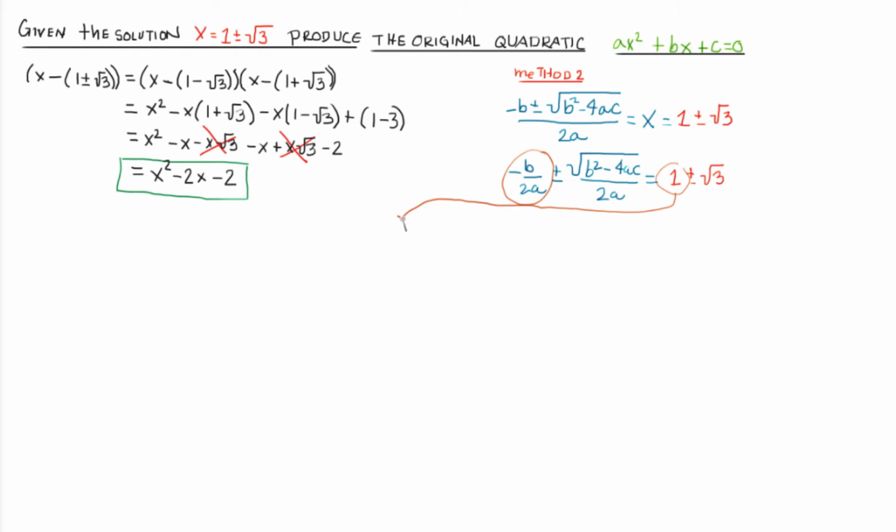We can go ahead and solve for this, which should be pretty quick. That's negative b over 2a equals 1. And that's going to give us, of course, that b equals minus 2a. This is going to be one of our first equations. Remember, all equations must be true all the time.